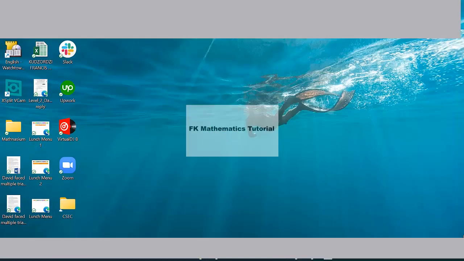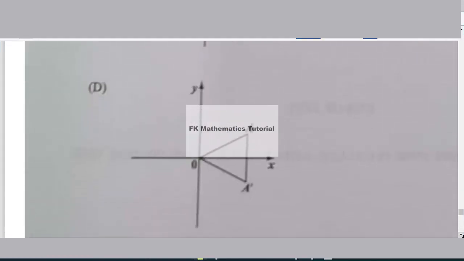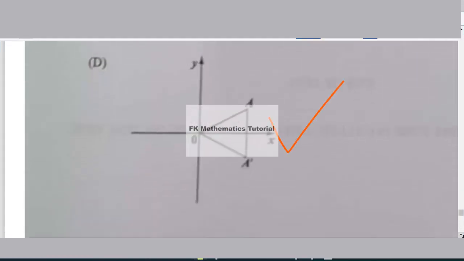So of course, option D is the correct one, because if A is here and we reflect it in the x-axis, the image should be here. And that's correct.